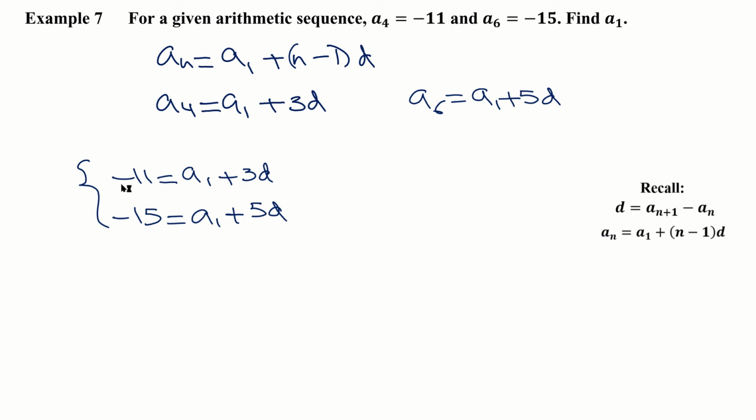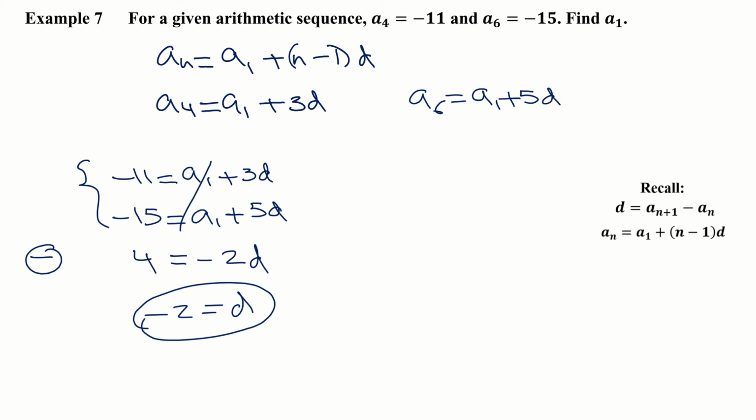So negative 11 minus negative 15, that becomes negative 11 plus 15, so that's positive 4. Remember, we're subtracting. Now, A1 minus A1 will cancel out. So 3D minus 5D, that's going to be negative 2D, right? So that gives me D is equal to, divide both sides by negative 2, so you get negative 2. So there's the value of D.